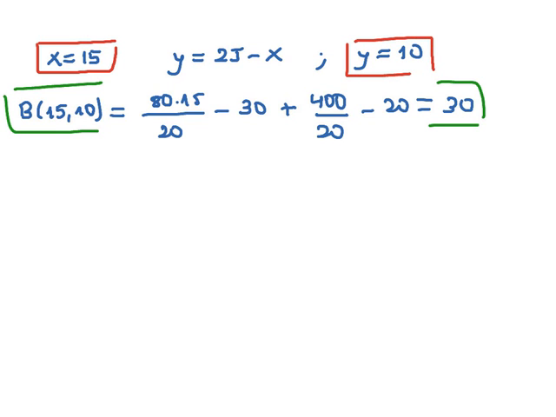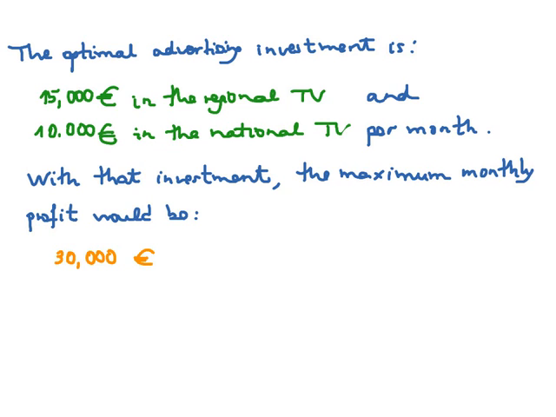To know the value of the maximum profit, we must replace the values 15 and 10 in the profit function, and we get a value of 30 units. So the final answer would be: the optimal advertising investment should be 15,000 euros in regional TV and 10,000 euros in national TV each month. With that investment, the maximum monthly profit would be 30,000 euros.